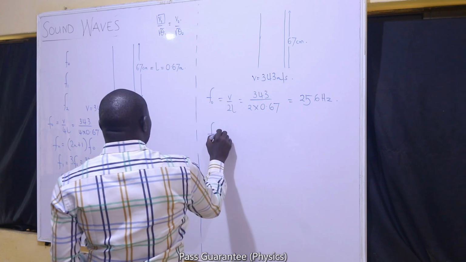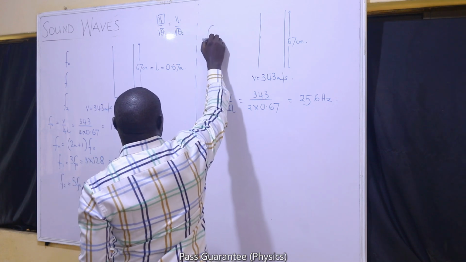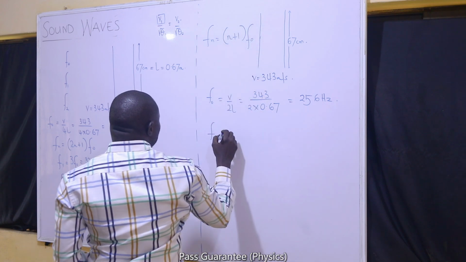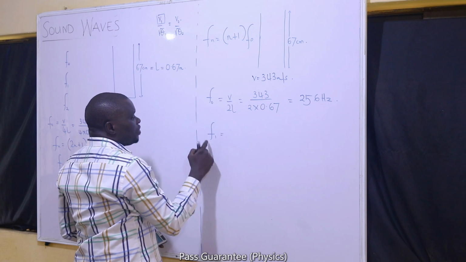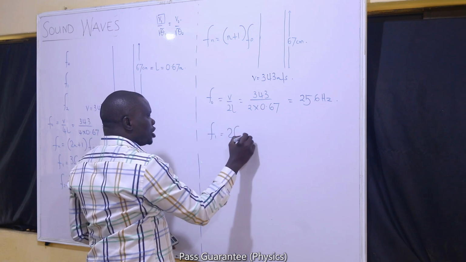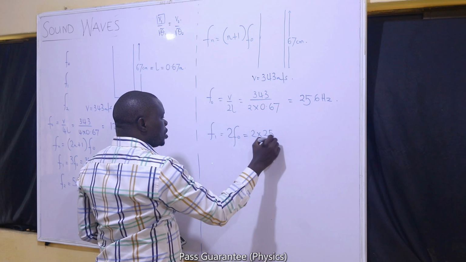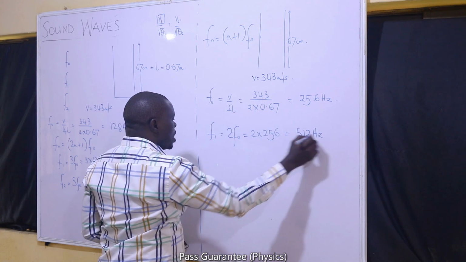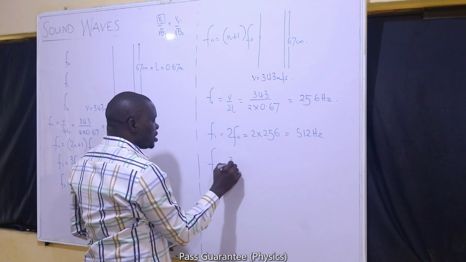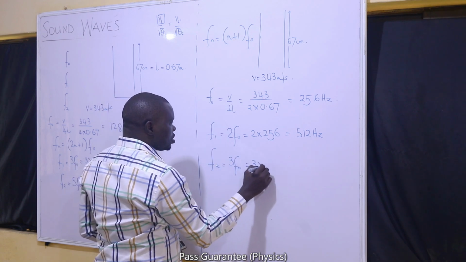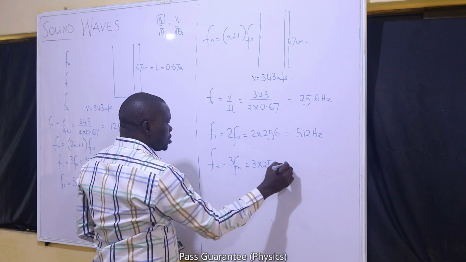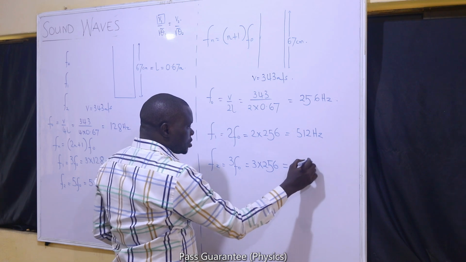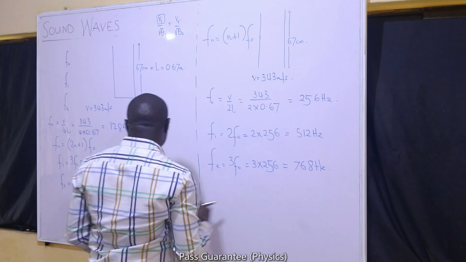F1 will now be, because the general formula for all frequency in an open pipe, we derived it earlier, is n plus 1 F0. That means F1 will be 2 F0. That's 2 times 256, which should give us 512 Hertz. While F2 must be equal to 3 times F0. And that will be 3 times 256, which should give us 768 Hertz. And with that, we have come to the end of this question.